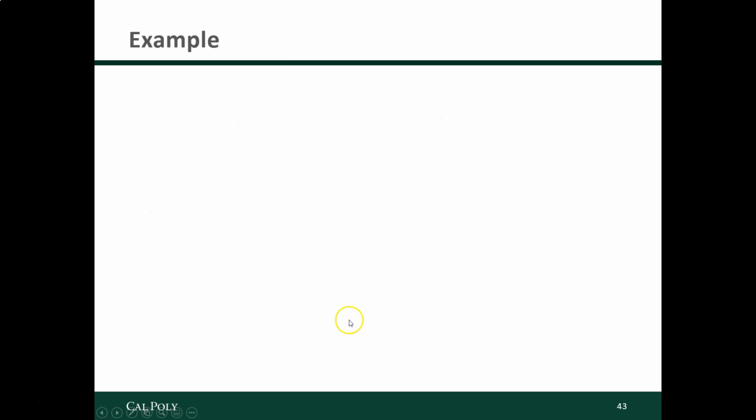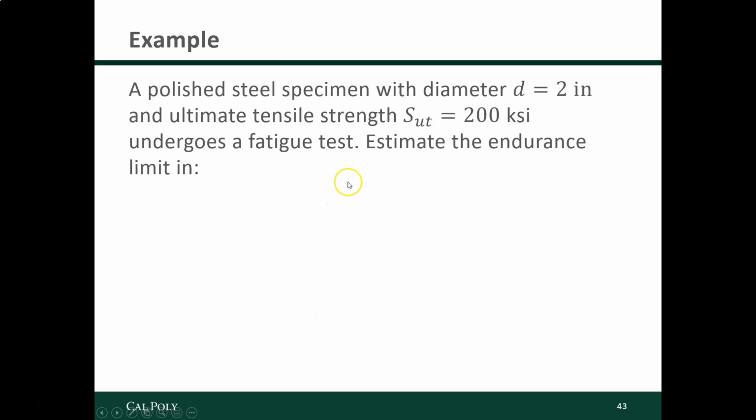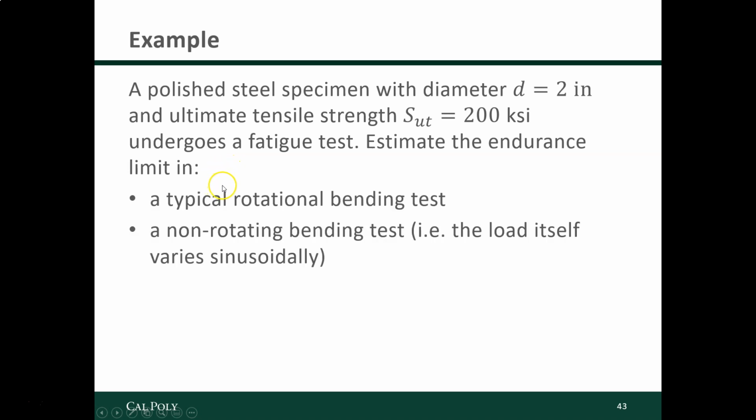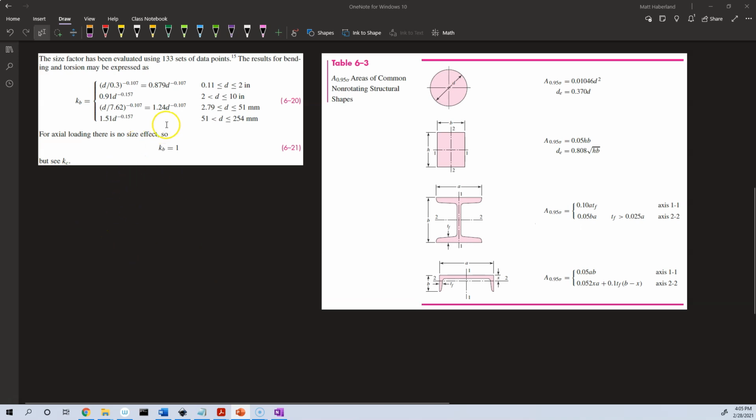Let's see that with an example. We've got a polished steel specimen. It is cylindrical. It has a diameter of 2 inches and ultimate tensile strength 200 KSI, and it undergoes a fatigue test. Estimate the endurance limit when we have a typical rotational bending test, and also when we have a non-rotating bending test, when the load itself varies sinusoidally. Here we've copied some relevant information from the book. So this will really help us for the first part. For the second part, we have 95% areas and equivalent diameters for non-rotating structural shapes.